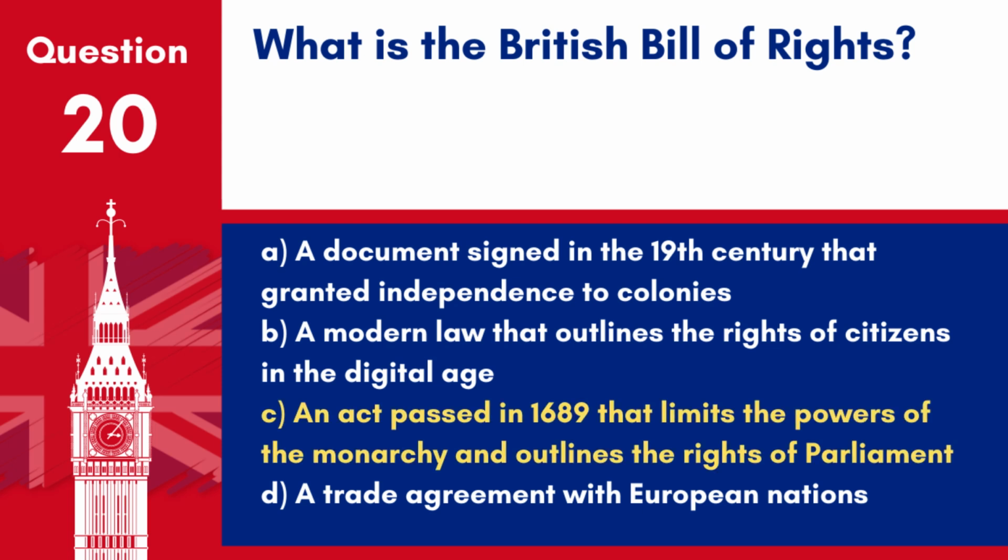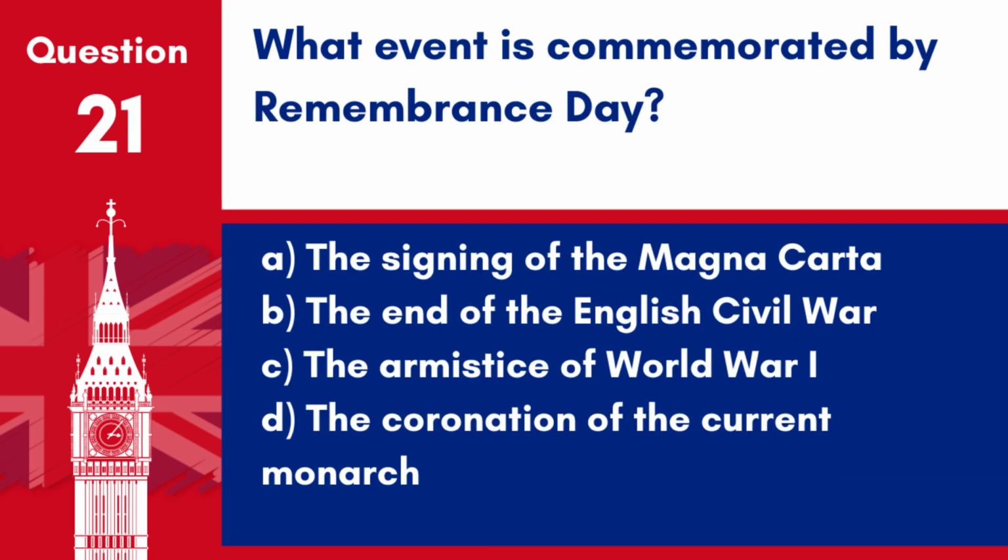Answer C. An act passed in 1689 that limits the powers of the monarchy and outlines the rights of Parliament. The British Bill of Rights of 1689 is an important document in UK constitutional law that sets out certain basic civil rights and clarifies who would inherit the crown. Question 21. What event is commemorated by Remembrance Day?